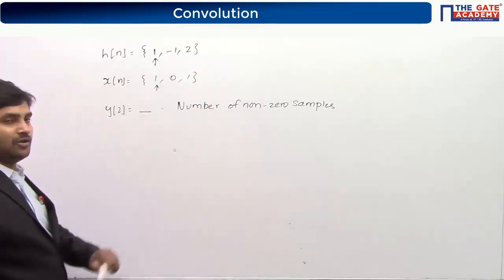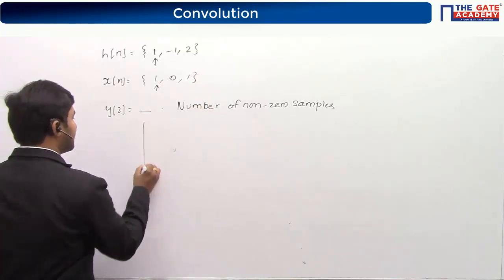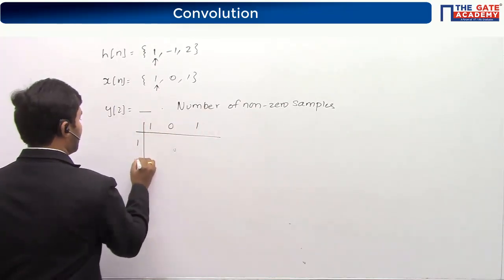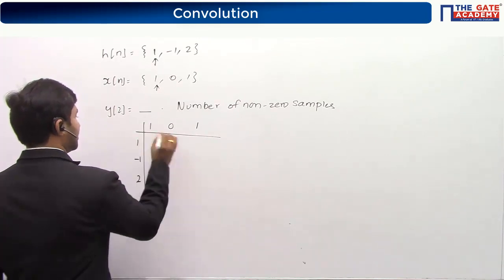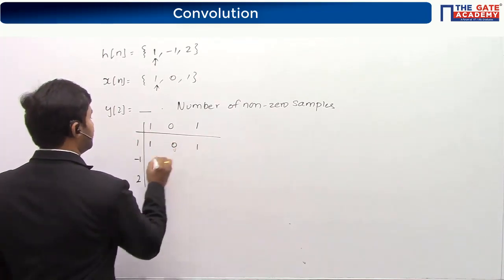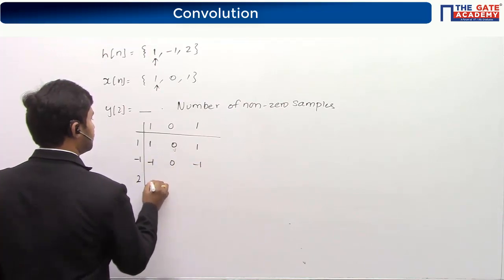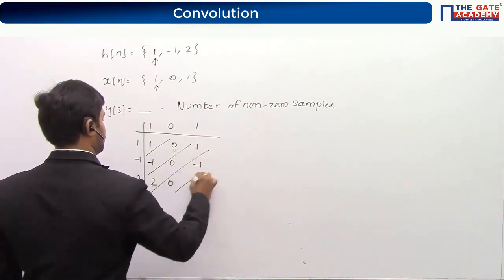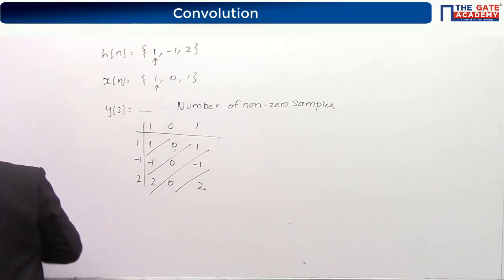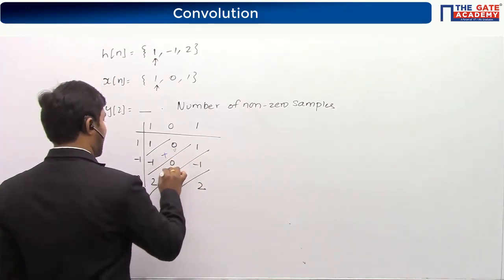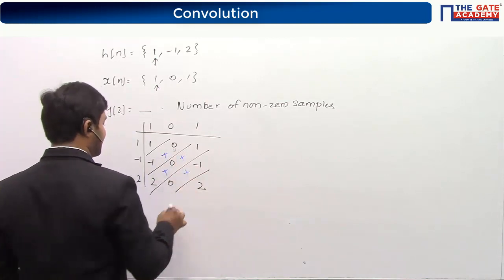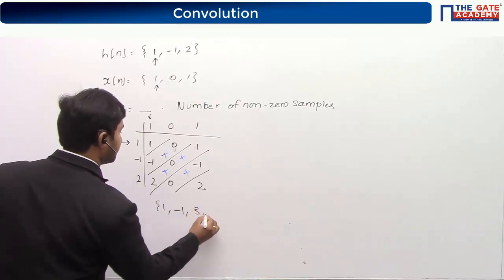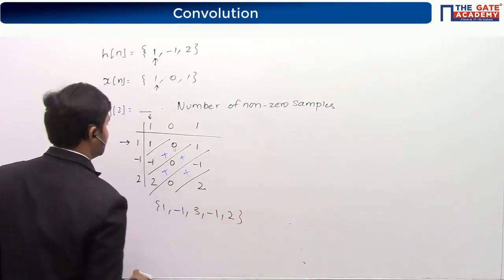Now we have to find the value of y of 2. Simply we can use the tabular method. So x of n is 1, 0, 1 and h of n is 1, minus 1, 2. So you can fill the table: 1, 0, 1, minus 1, 0, minus 1, 2, 0, 2. Now you can add all the diagonal values. So we can write it as 1, minus 1, 3, minus 1, 2, and the arrow comes here.